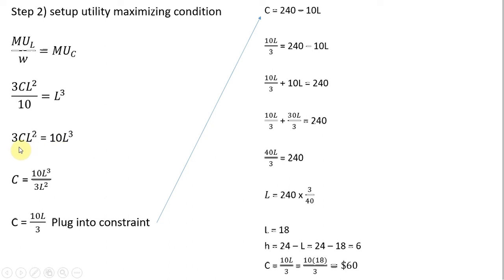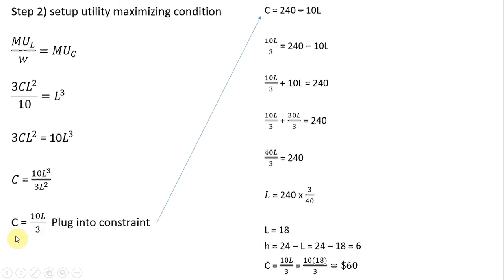Dividing through by 3, we're going to get 10 divided by 3. And then I'm also going to divide through by L squared. So on the left-hand side, we'll just have C. And on the right-hand side, we'll have this. And simplifying this up a little bit, C will equal 10L divided by 3.